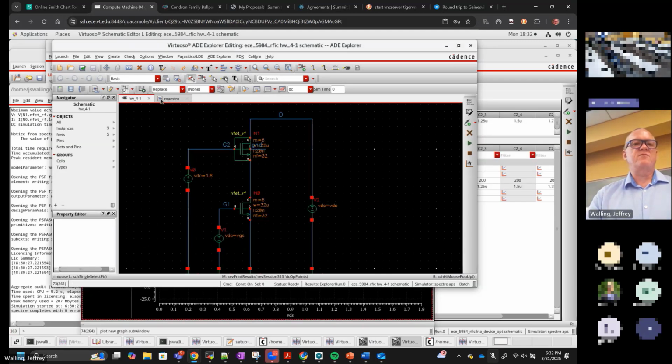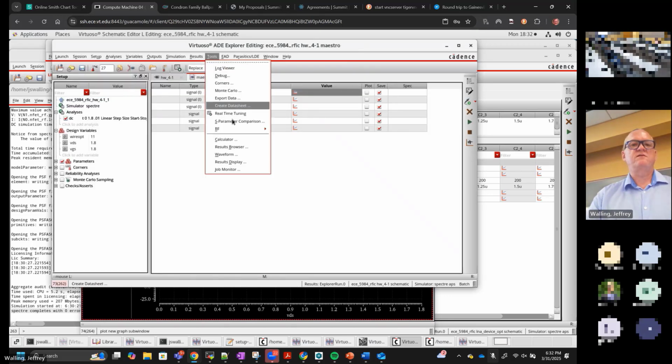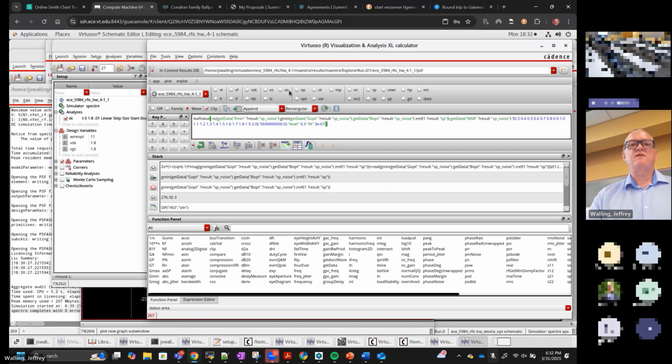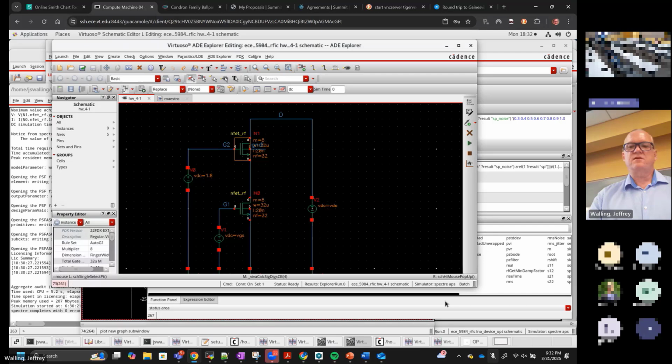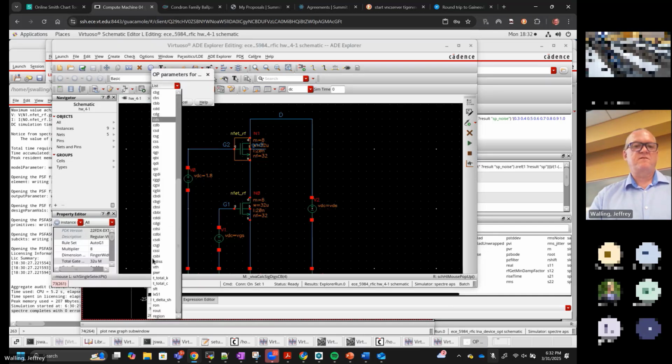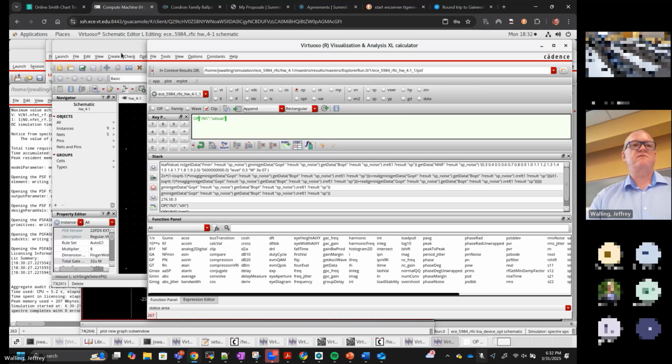If we want to grab that more permanently, we can go to Tools, Calculator, and use this op, select the device, and then you'll have a list of parameters from the device. We wanted VDS SAT. Okay, there we go. That will add this to the calculator, and then we can send that to the output using that little sprocket.